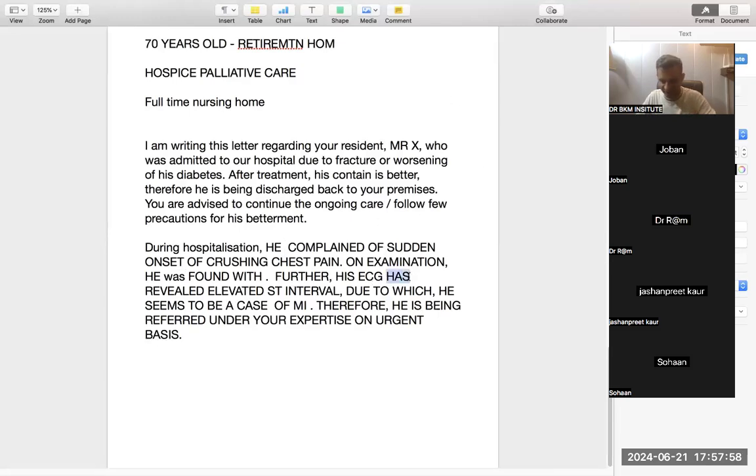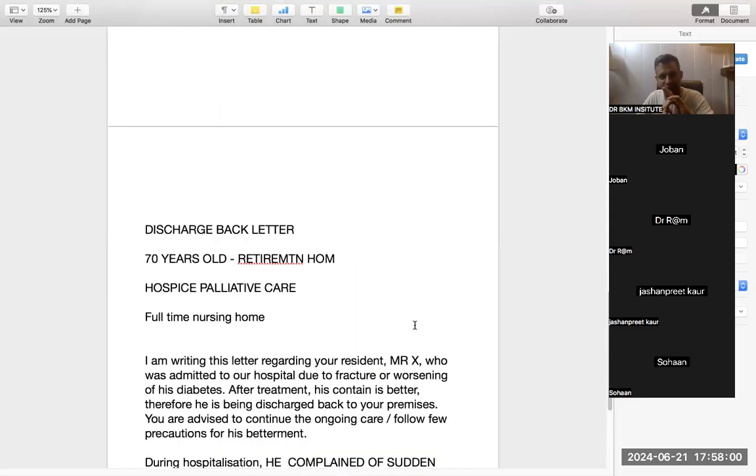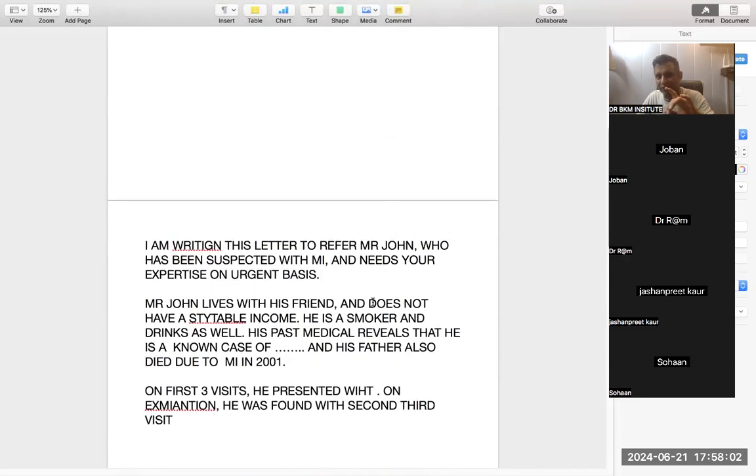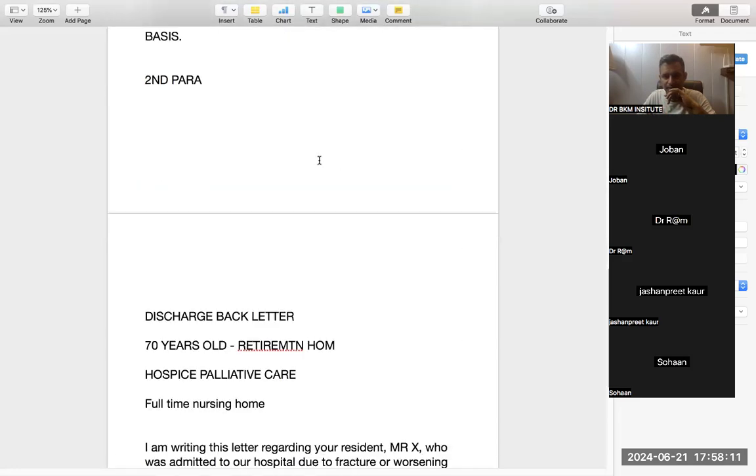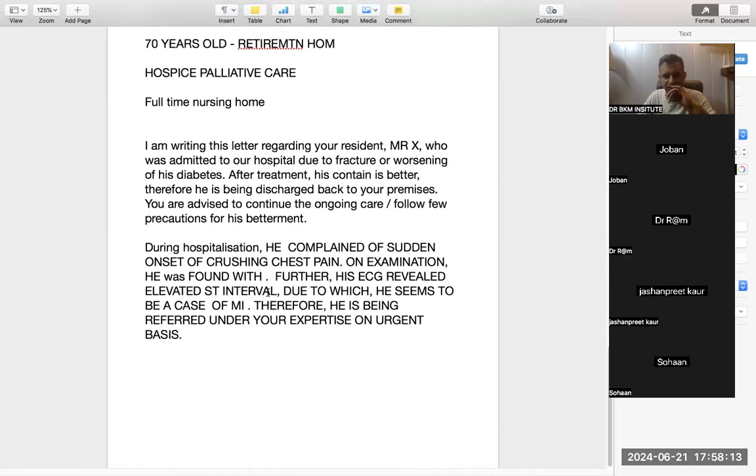Further, his ECG revealed active second form. Again, I'm following the same grammar. Please never miss this chart because in exam you have to write one. Always make this chart. Always. So his examination revealed this. ECG revealed this. Again, same grammar.